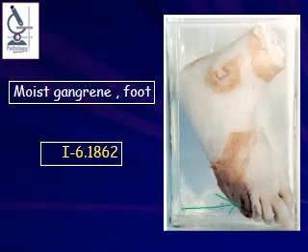This is moist gangrene in the foot, as we find it in diabetes. We call it diabetic foot. Here we can see that the little toe is dark blackish in color. The skin of the foot, as you see, is swollen and macerated, and the line of demarcation is ill-defined.